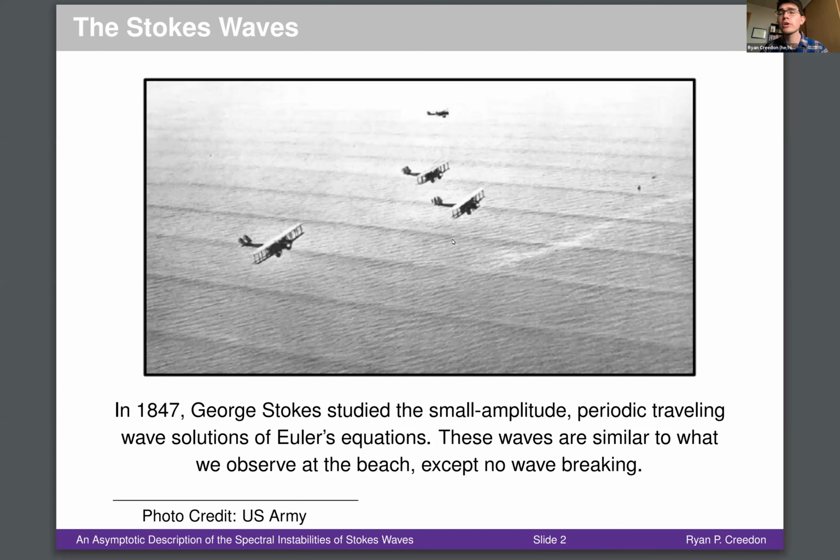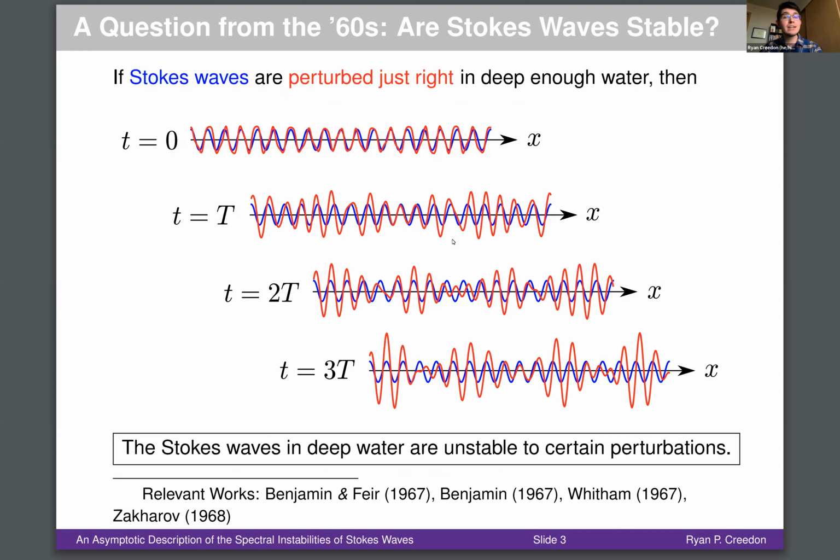And in particular, what we're going to be very interested in is a question that is now 70 years old. And that question is, are these Stokes wave solutions stable? And really what I mean by this, and how folks back in the 60s who were looking at this problem thought about it, was you take a Stokes wave profile, which here is this blue sinusoidal looking wave, and you perturb it just right. Maybe those perturbations are relatively small, and so we get something like this red curve right here. And the question is, what happens to this slightly perturbed wave profile as you start evolving time?